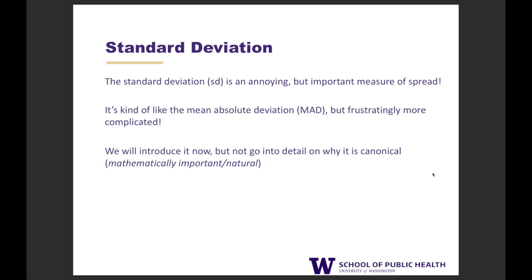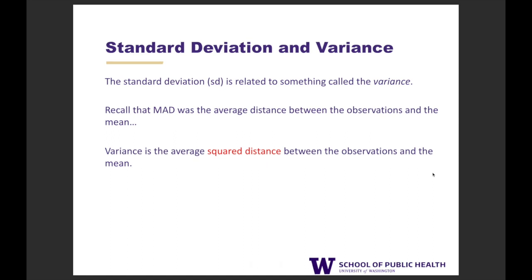All right, we're going to move now to the standard deviation, which is probably the most commonly taught measure of spread, but it's kind of unintuitive. I say annoying here because it's tricky to think about and understand why we use it. Again, it's actually quite similar to the mean absolute deviation with a slight twist that makes it a little trickier to understand intuitively why we want to use it. It turns out it's a very canonical or mathematically important or natural idea, but you have to get a little bit into the math to understand why. And that will be saved for another video. So the standard deviation is related to something called the variance, and we're going to engage with the variance first.